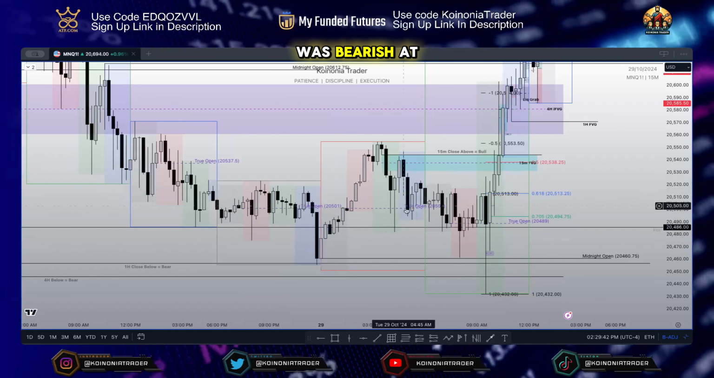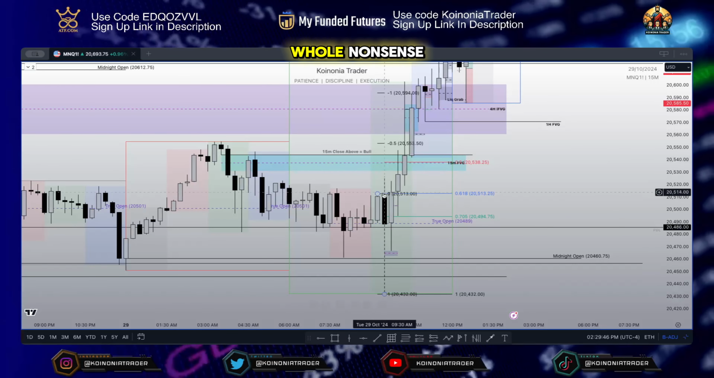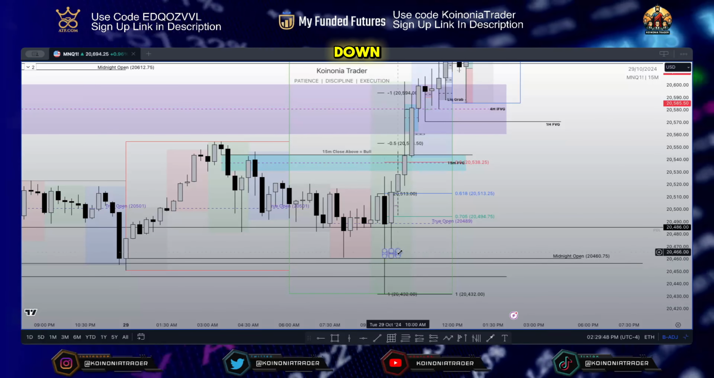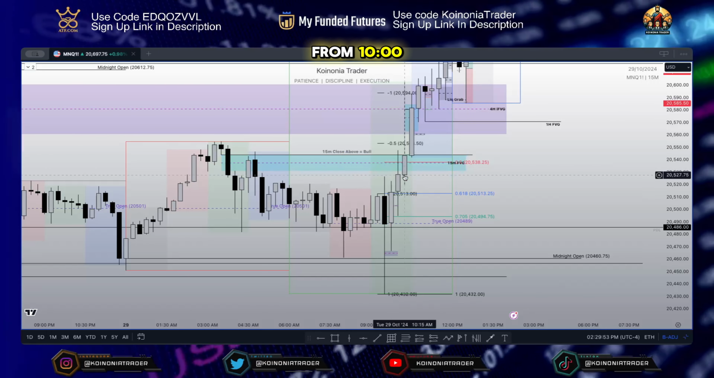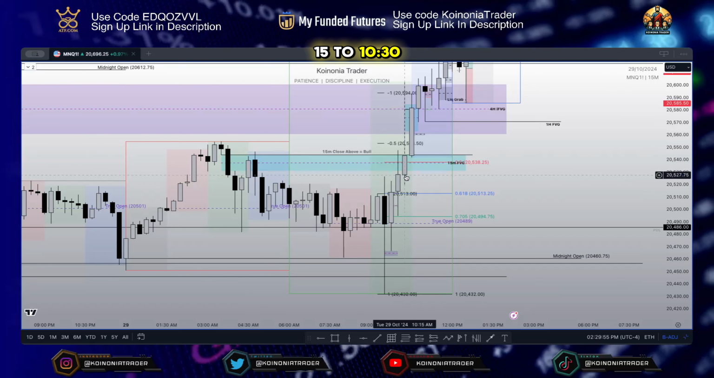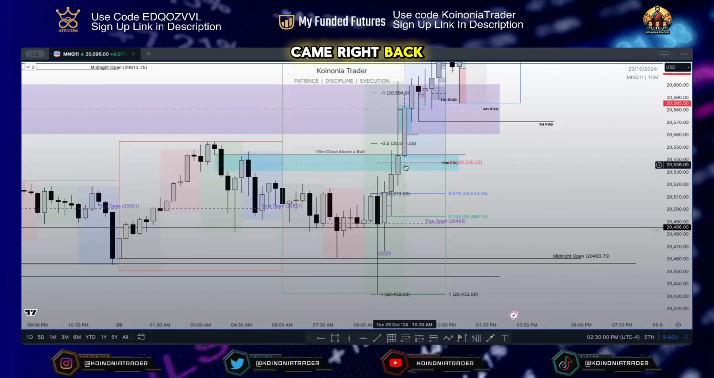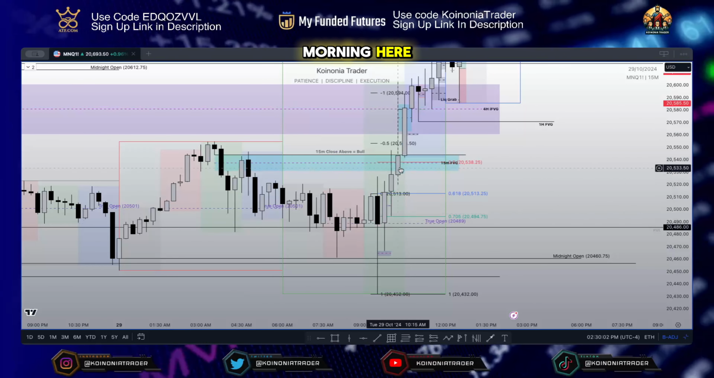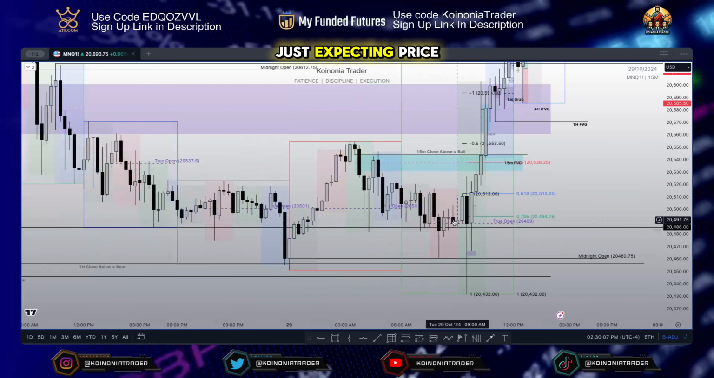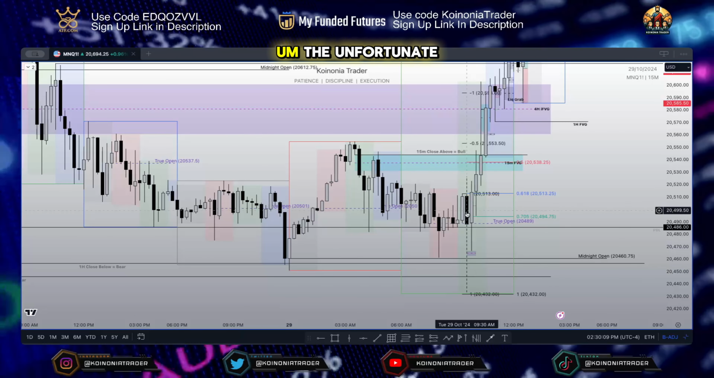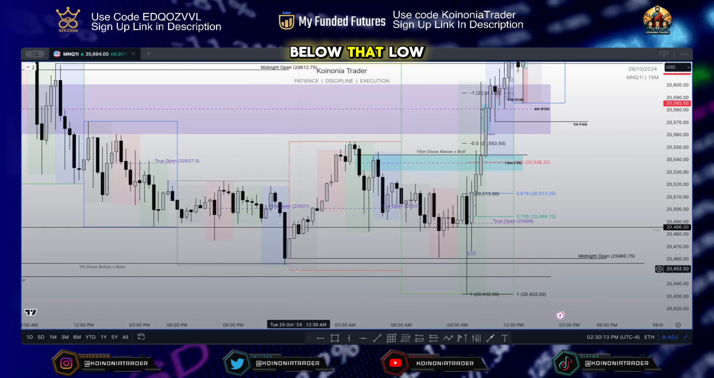Overall, I was bearish at first. So as you can see, price opens up. We do this whole nonsense, this manipulation move down, starts to move on up, up, up. And here on this candle from 10:15 to 10:30, we wicked all the way up here, came right back down. So all morning here, I had been looking for a short setup because I was just expecting price to be bearish. The unfortunate part was that at 9:45, we did not have any displacement below that low.